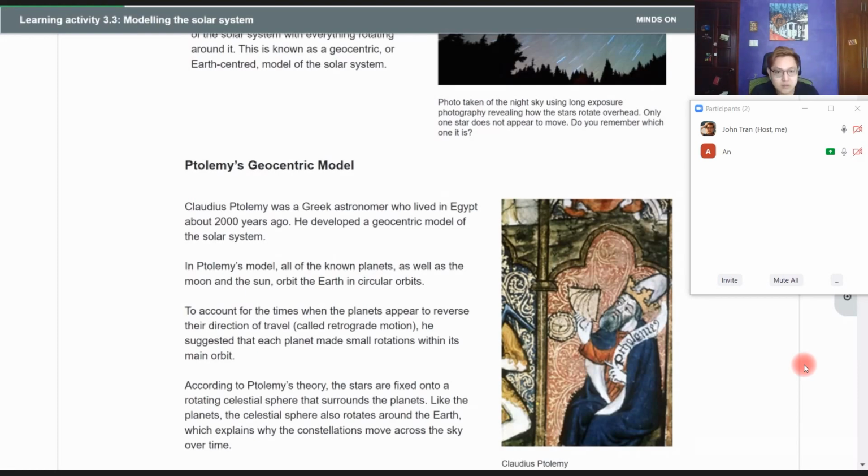You know what, retrograde, right? Retrograde means they go backward. Instead of going forward, they just go backward. That's called retrograde motion, going backward.